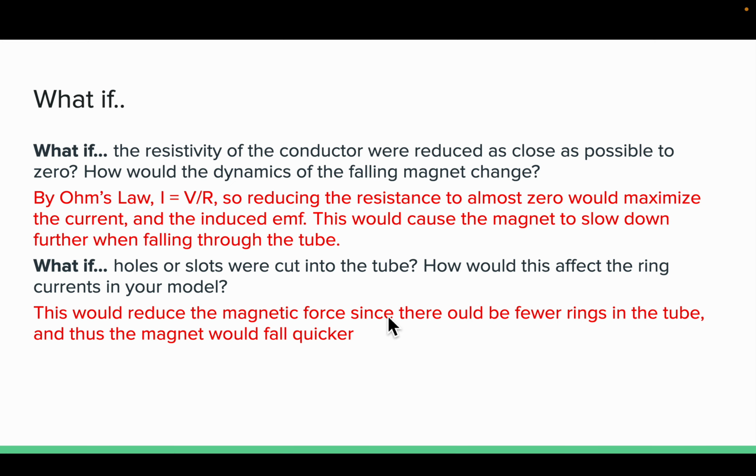What if holes or slots were cut into the tube? How does this affect the ring currents? This would reduce the magnetic force, since there would be fewer rings in the tube, and thus the magnet would fall quicker through the tube.